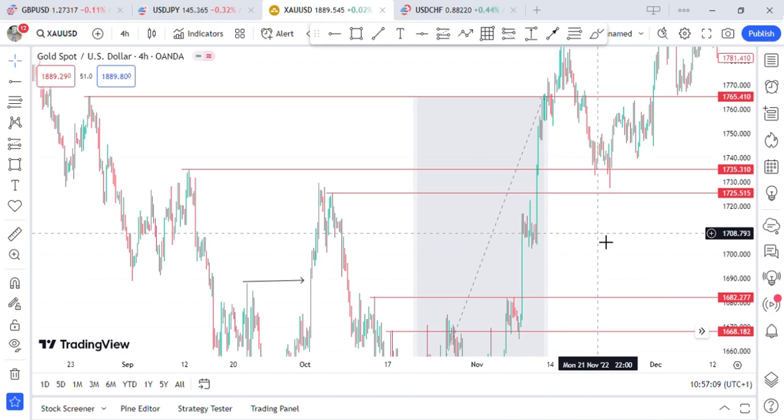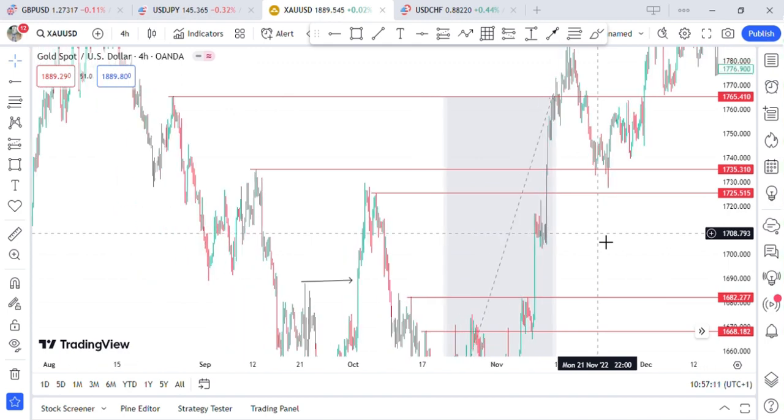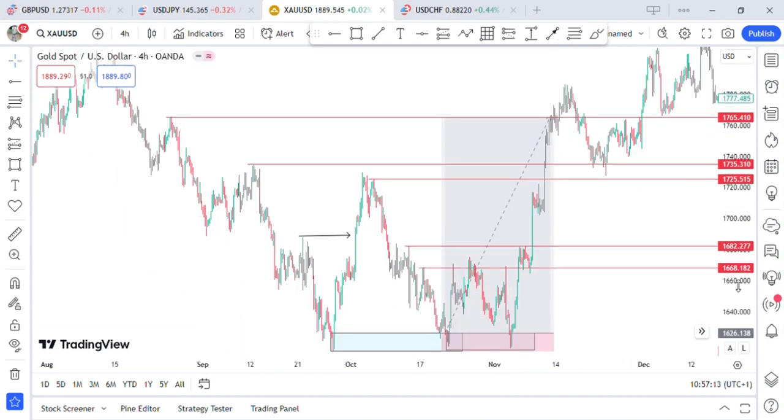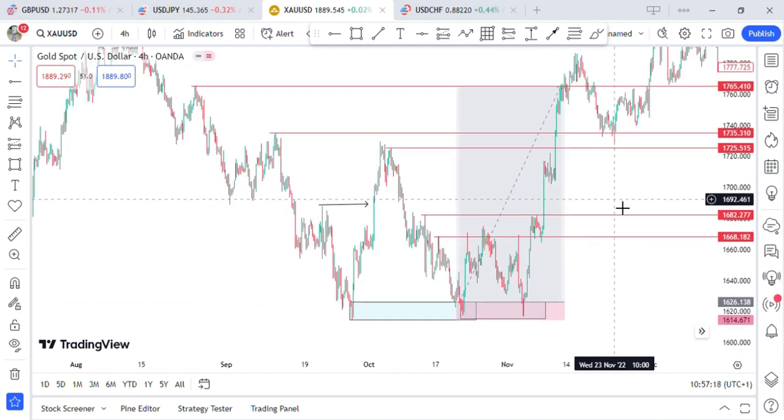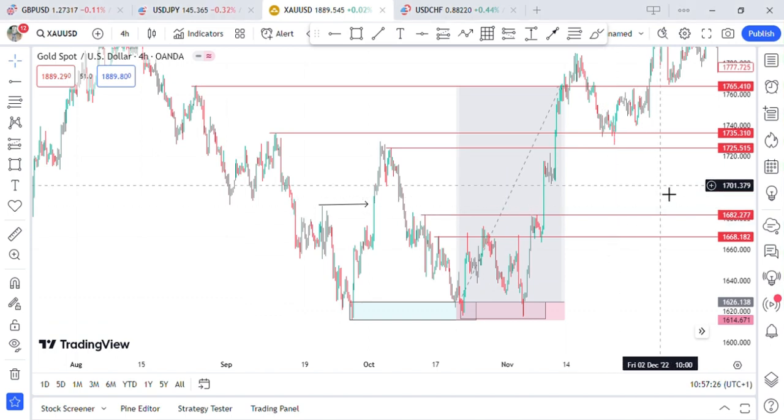Nice movement, more than 1:10. Those 1:12. Can you see the movement? So that's how to trade a triple bottom.